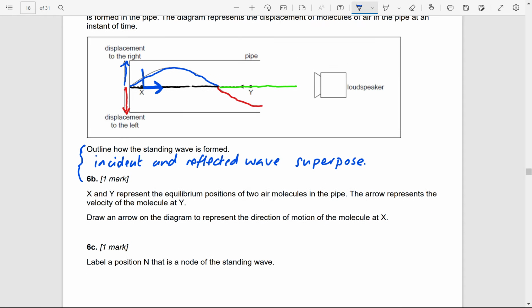Label a position N that is a node of the standing wave, that's 6C. The node is a position of 0 displacement. Okay, so I'm just going to remove all the color. I'll just put that arrow back on there for later. So a node is a 0 displacement point. So it's here, N, or you could have placed it here, N. Of course, you need to label it to get the mark. It's not enough just to put a dot.